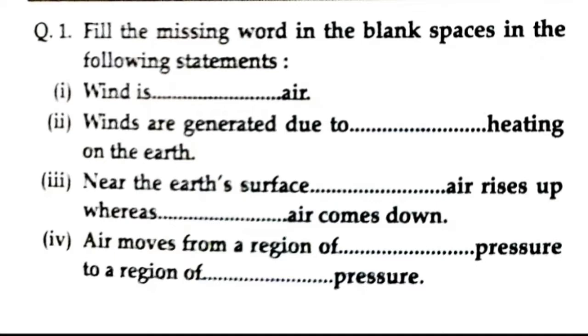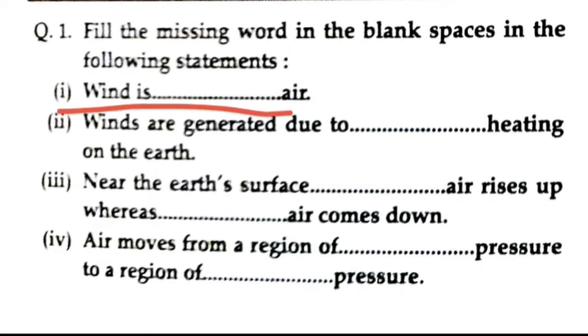So, dear students, today we are going to discuss the NCERT exercise questions of chapter Wind, Storm and Cyclone. Dear students, as you can see, the first question: fill the missing word in the blank. That is the fill in the blank type questions. The first is: wind is dash air. What type of air is wind?